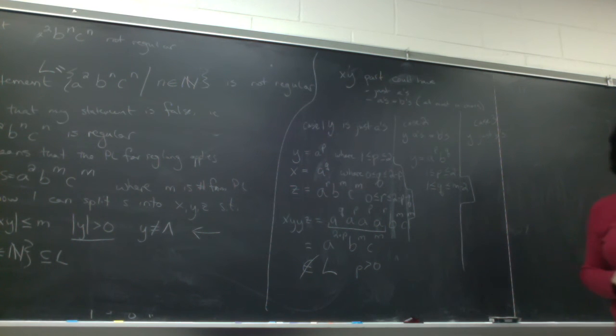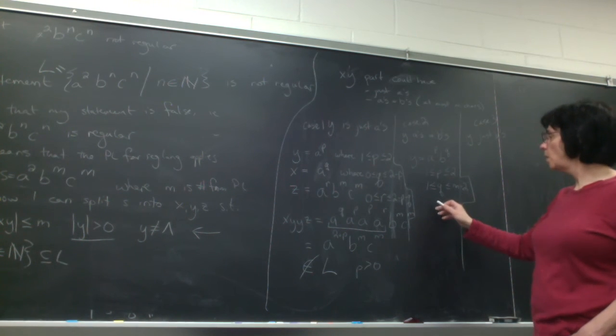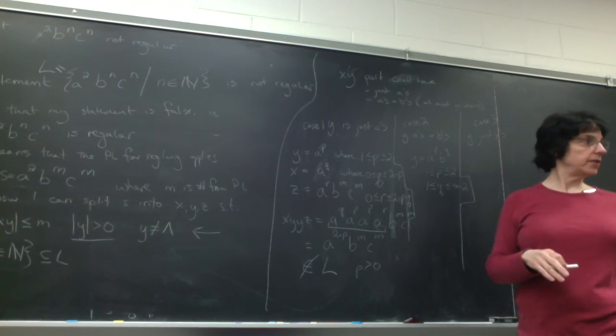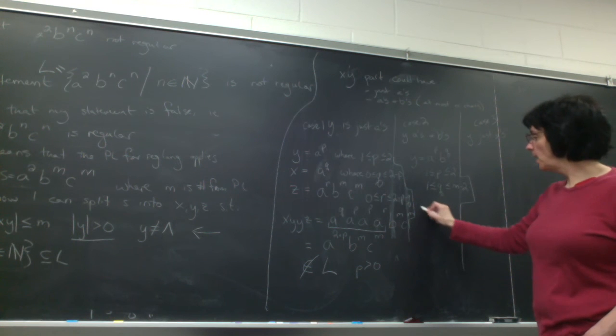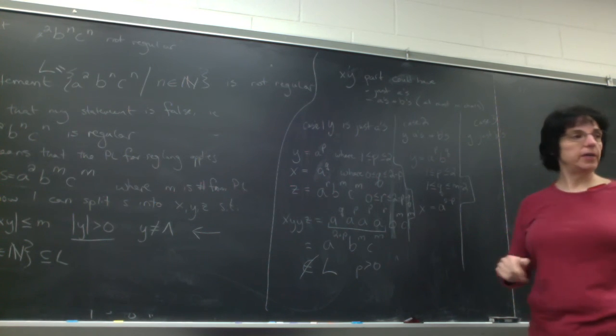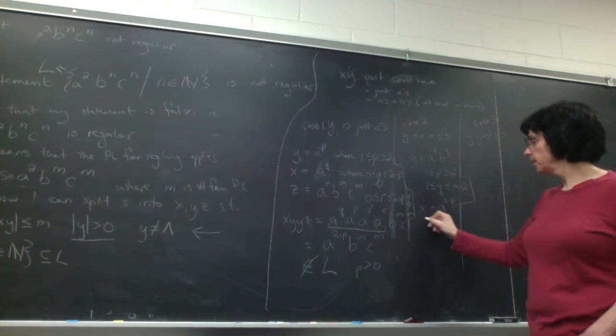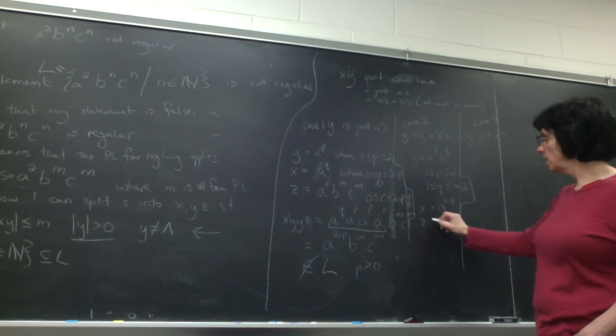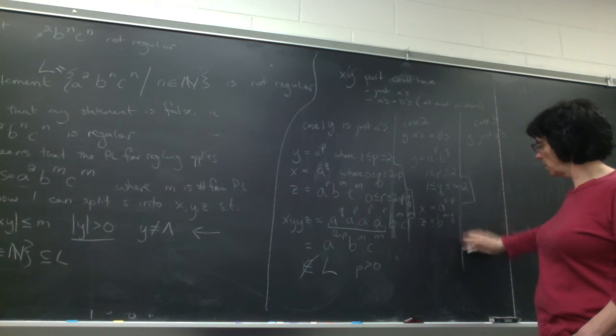At this point, I think I can say, let's see, so x has to be all a's, right? X is going to be a to the 2 minus p, whatever a's are left over. Z is going to be b to the m minus q, c to the m, right?